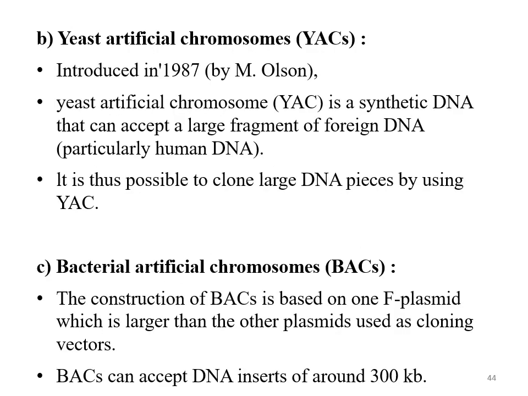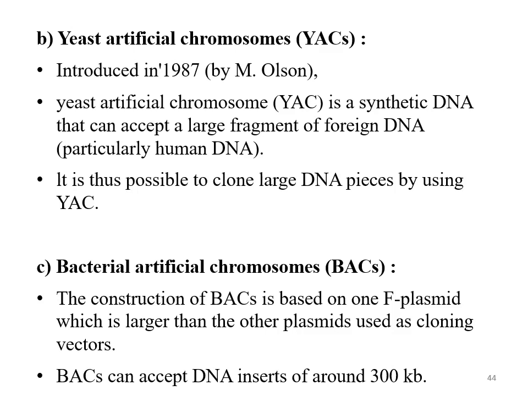The yeast artificial chromosome, another important vector, was introduced in 1987 by the scientist Olson. So yeast artificial chromosome is also a synthetic DNA that can accept a large fragment of foreign DNA, particularly the DNA from the human origin. So it is thus possible to clone the large DNA pieces by using the yeast artificial chromosomes.